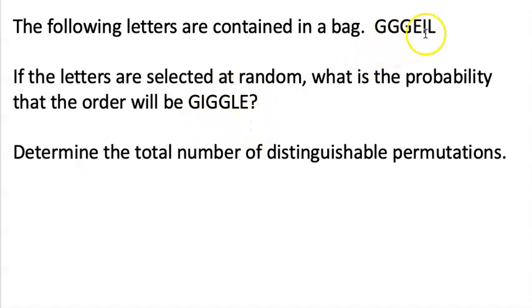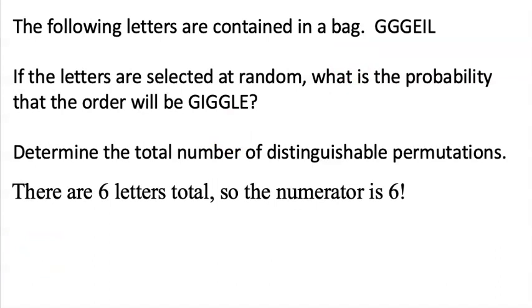So G, G, G, E, I, L, and then from that, what is the probability that I would get the word giggle? So we have this bag that has these 6 letters, and I'm going to grab the letters at random. What is the probability that I'm going to get giggle? So I want to look at the number of distinguishable permutations. How many different ways can I set this up?